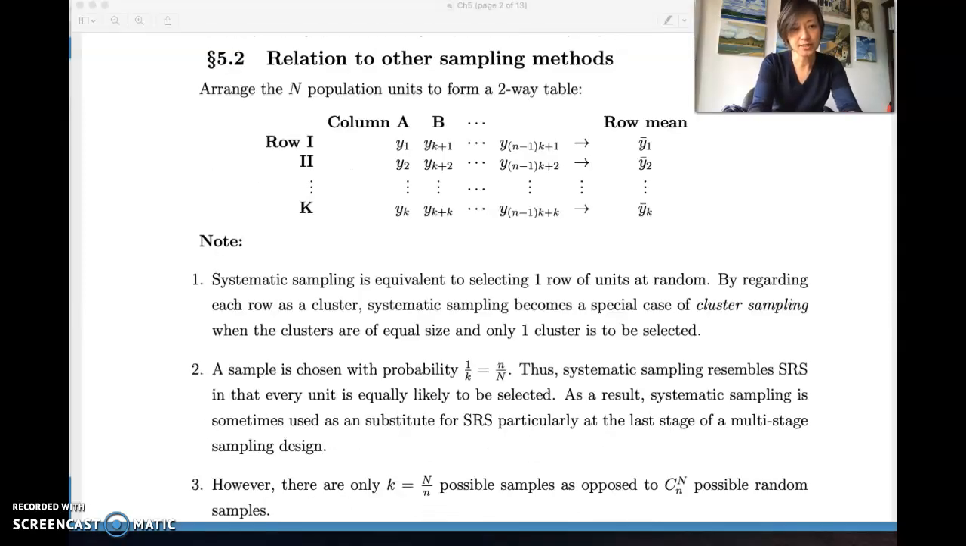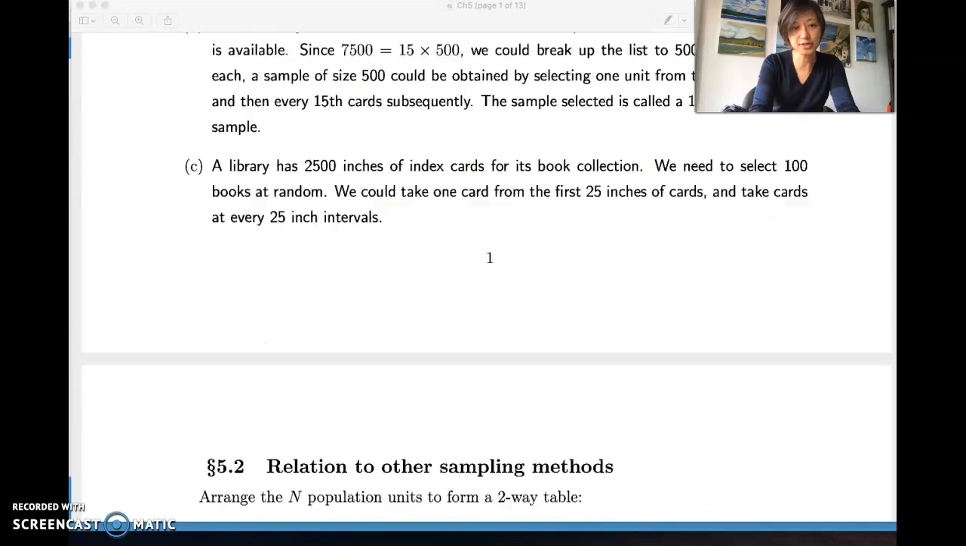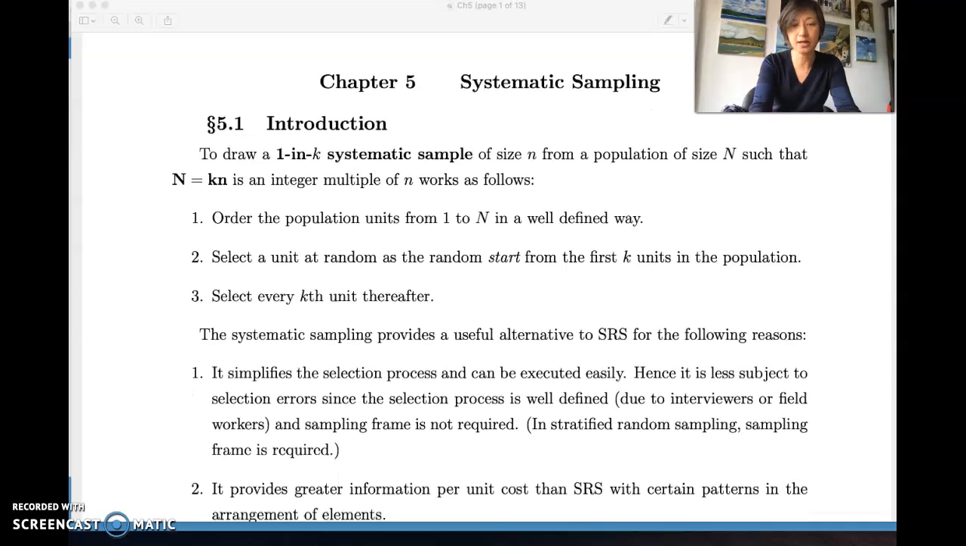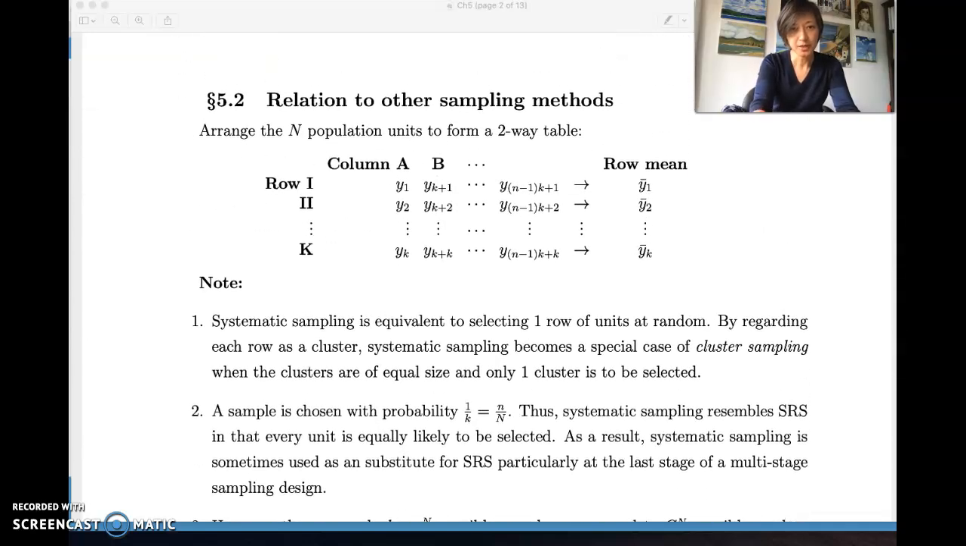All right, in the next section, I would like to arrange the population units in a two-way table. Back to the example earlier, we have 100 students and we want to collect 20 samples. So in this case, we are going to choose a 1 in 5 systematic sample, right? How are we going to do that? First of all, we arrange our students and give them numbers. The first student, second, third, fourth, fifth, and then we move on to the next row, the 6th, 7th, 8th, 9th, 10th, etc., and then the 99th and 100th students.